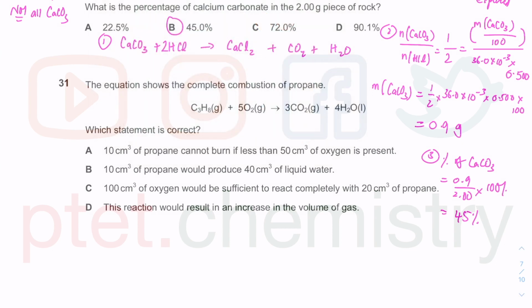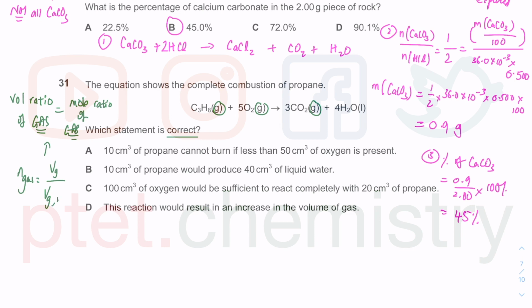Question 31 is basically just reading the statement. So these are gaseous, and gaseous. So we can think about volume ratio of gas, only for gas, is equal to mole ratio of gas. That is because the mole of a gas is equal to volume of a gas over the molar volume of gas, and this is constant for all gas under the same conditions. For example, at room temperature and pressure, that is a volume of 24 dm cubed per mole.